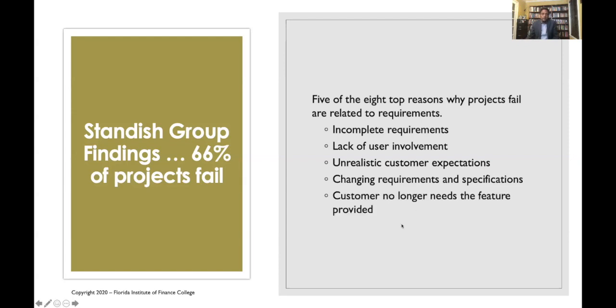Of course, the customer no longer needs the feature provided. That's another reason why projects fail. That means you will have a situation where customers say, well, I don't need this. So you build that product, you spend your time, you spend your hours, and then all of a sudden it is obsolete. So imagine that 5 out of 8 reasons why 66% of projects fail are because of requirements.